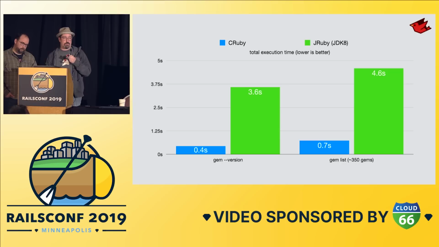As an example of how this is kind of the worst case scenario, here is, in the blue is CRuby, here's JRuby in the green. This is without any tweaks. If you just start running JRuby normally, 4, 5, 6 times slower for serious commands like listing gems or running rake tasks, and that's not what you want.